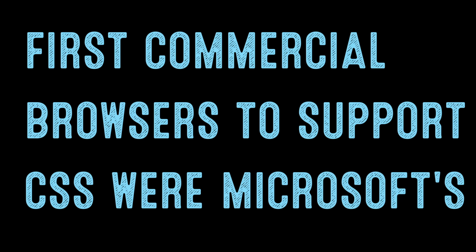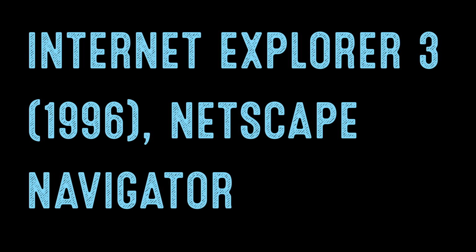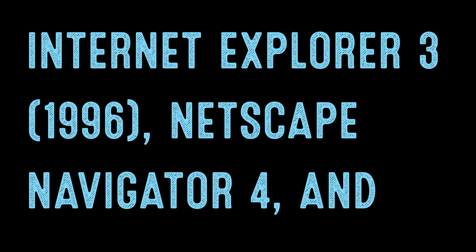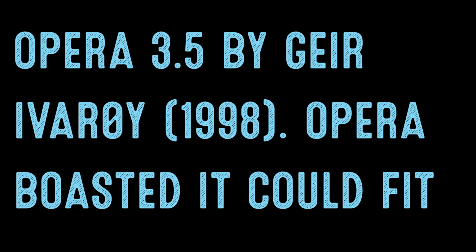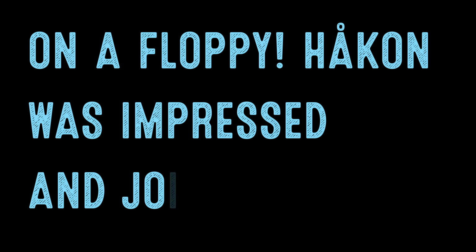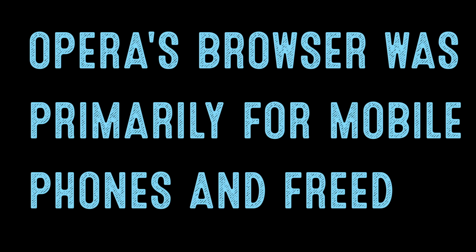The first commercial browsers to support CSS were Microsoft's Internet Explorer 3 in 1996, Netscape Navigator 4, and Opera 3.5 by Geir Ivarsøy in 1998. Opera boasted it could fit on a floppy. Håkon was impressed and joined as CTO. Opera's browser was primarily for mobile phones and freed the web from the desktop.